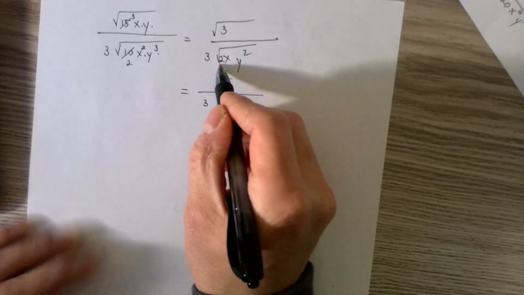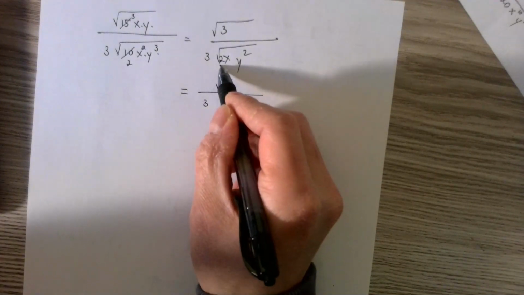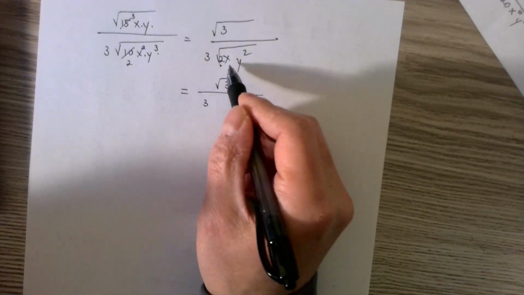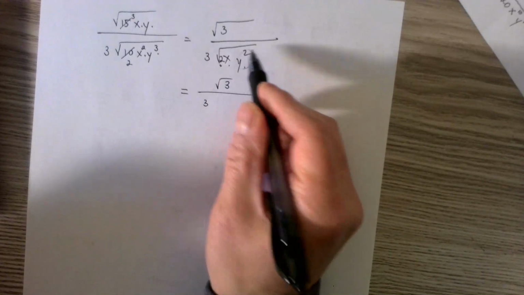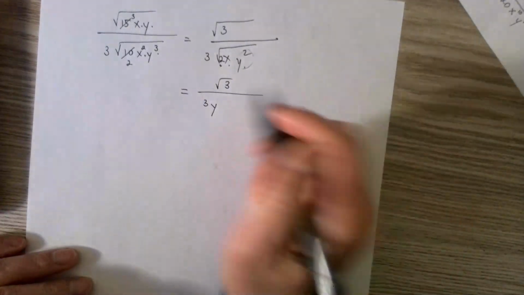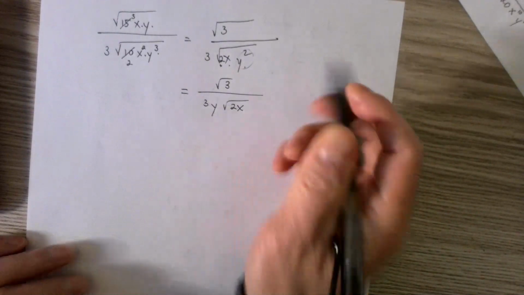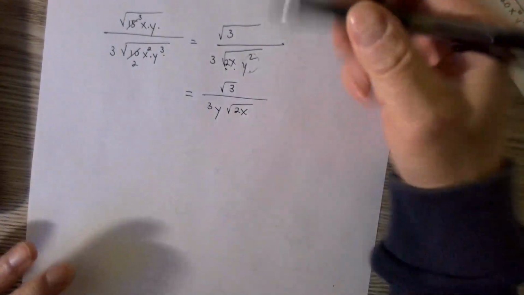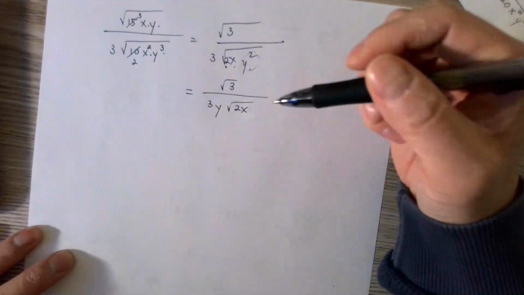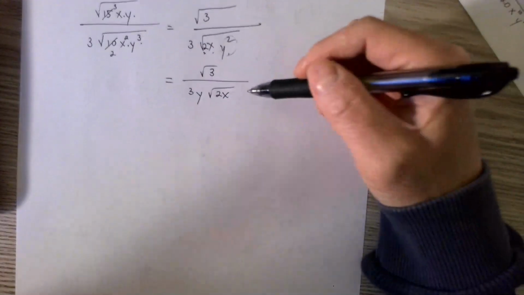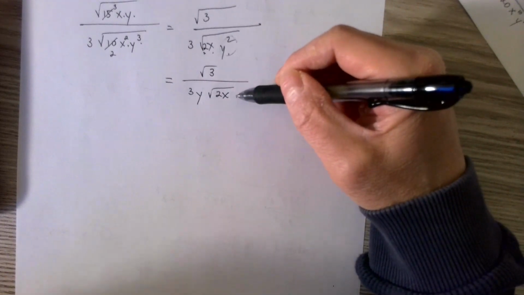In here, the 2 doesn't have a partner, so 2 is not going to come out. X is not going to come out. The y squared, we know what that is. That's a y. So y comes out. Okay, I have now simplified the individual rads as much as I can. Now I work on the denominator because I have a rad in the denominator, which I'm not allowed to have.